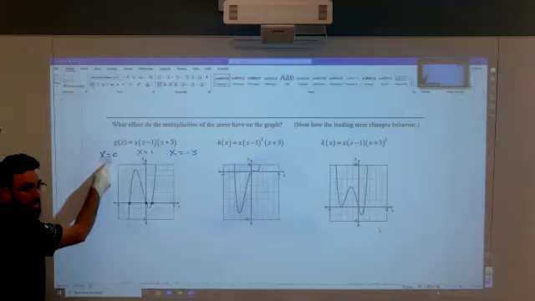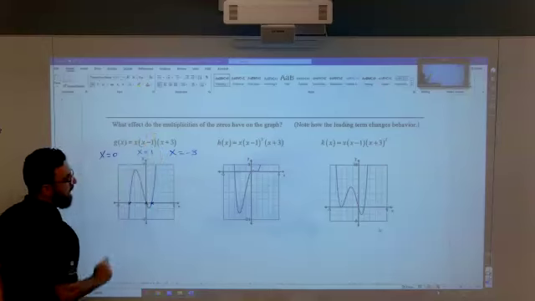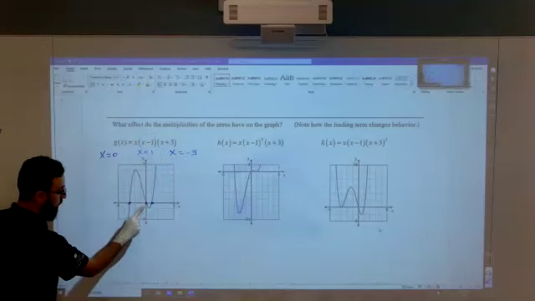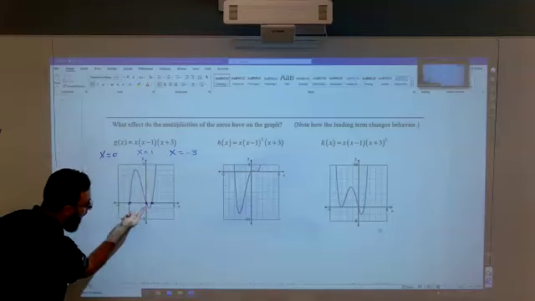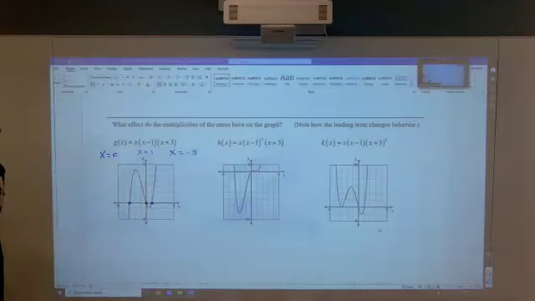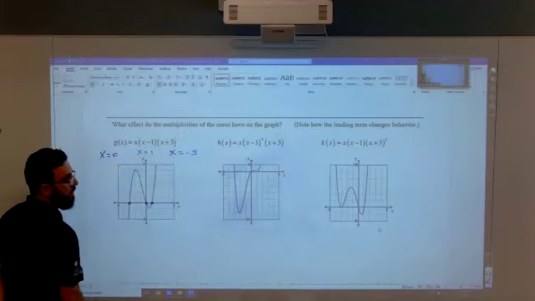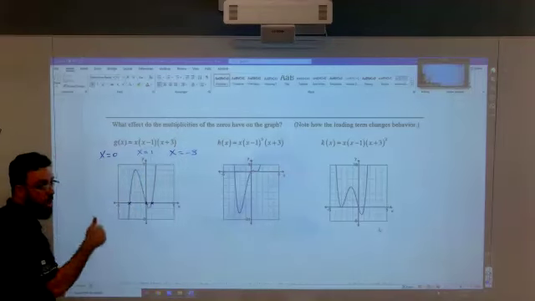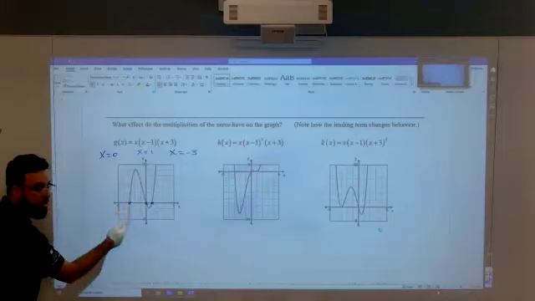You got it? X equals 1. Is that odd multiplicity? Yes. So check. At 0 it's a cross. At 1 it's a cross. The graph crosses at the point x equals 1. Negative 3. How much is the multiplicity? Odd, 1. It's odd multiplicity. That means at negative 3, the graph crosses.